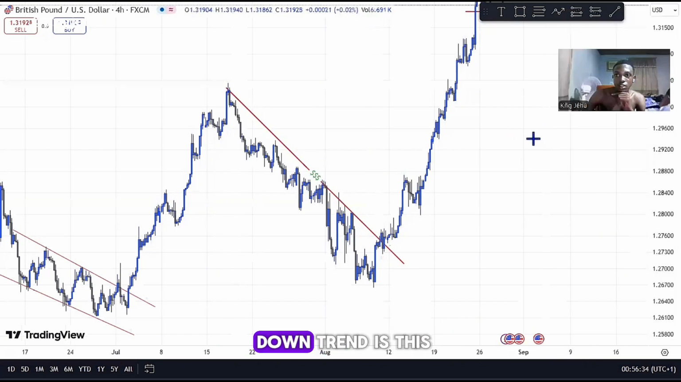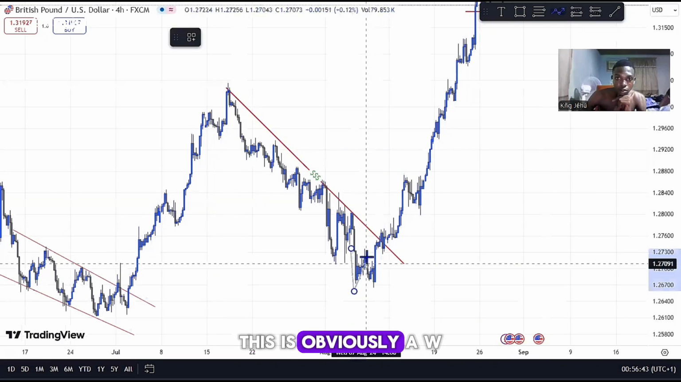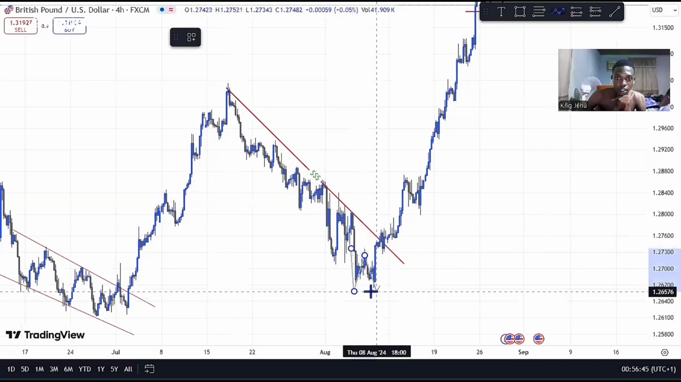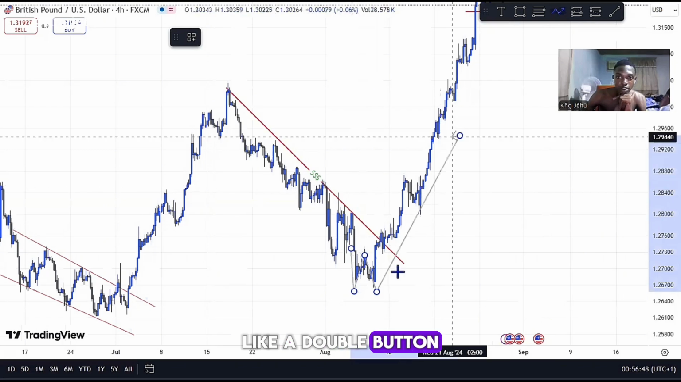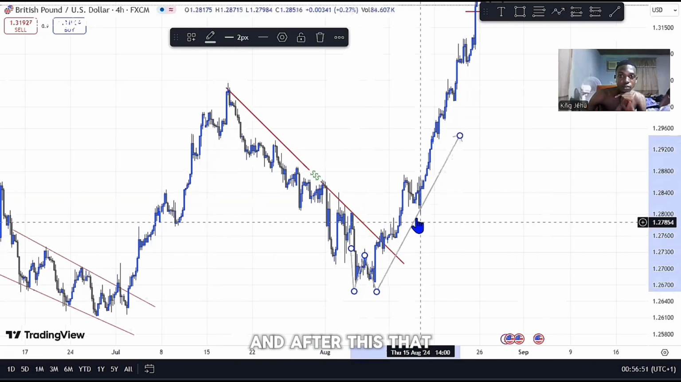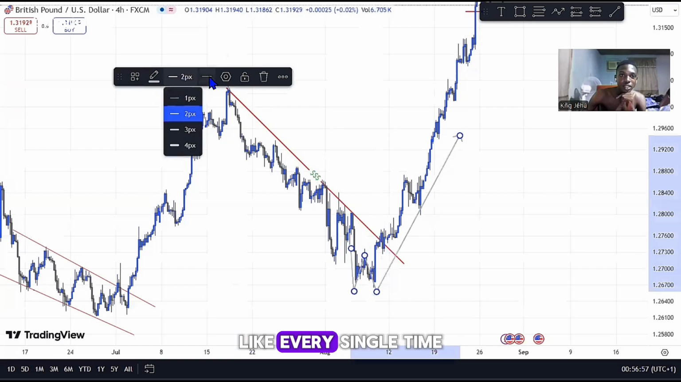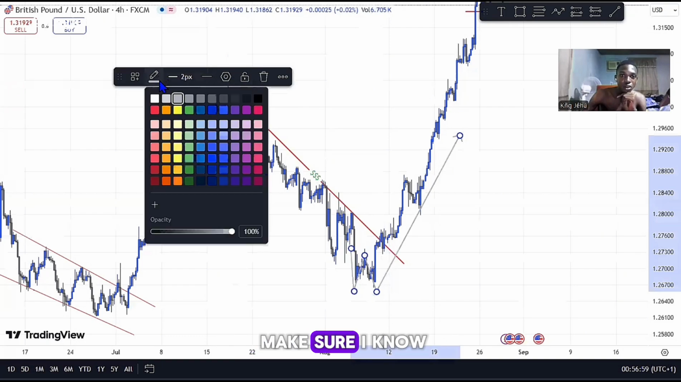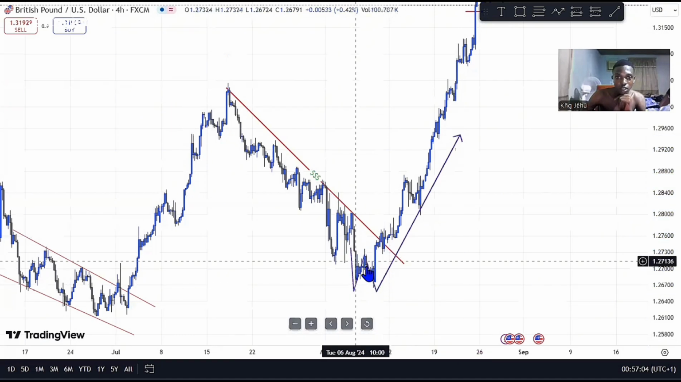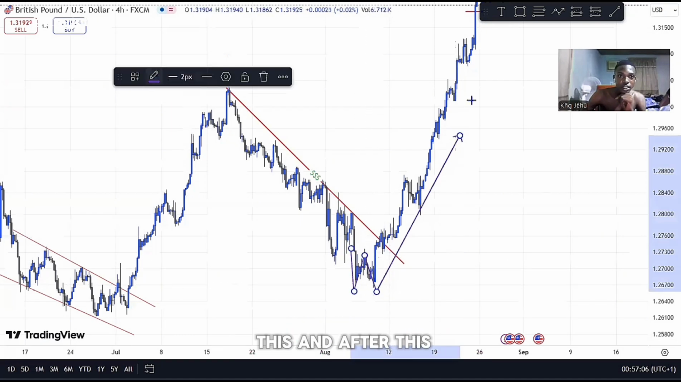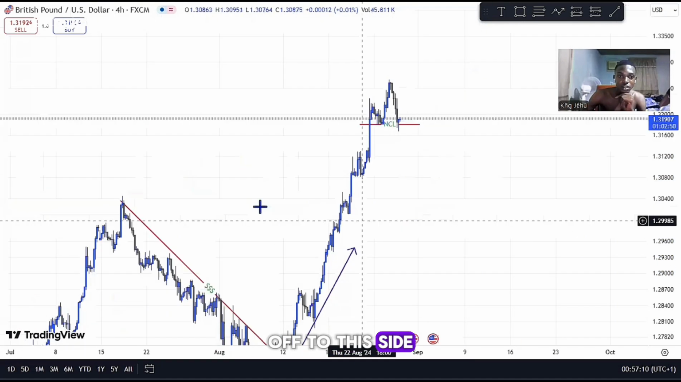Another reason for this reversal is this pattern here. This is obviously a W, like a double bottom. And after this, always look out for this when you are trading, every single time. Make sure you are not just trading out of context. Always look out for this. And after this, up to this side.